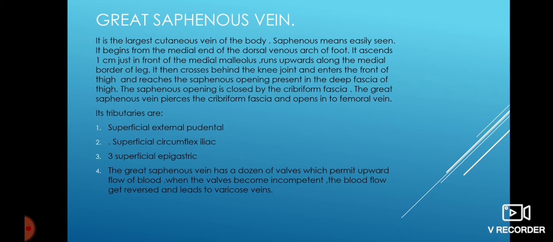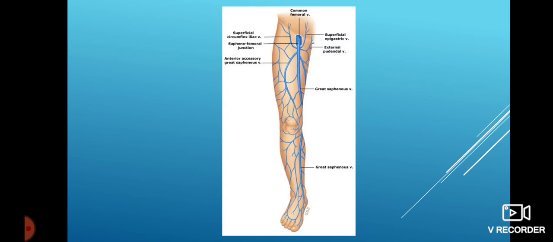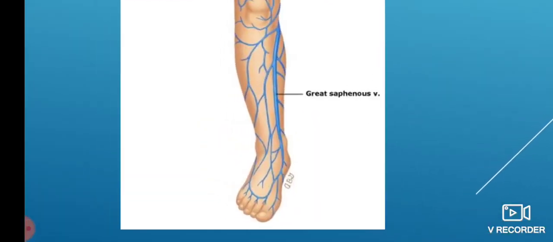The great saphenous vein has a dozen valves which permit upward flow of the blood. When the valve becomes incompetent, the blood flow gets reversed and leads to varicose veins. We'll see what the great saphenous vein is.